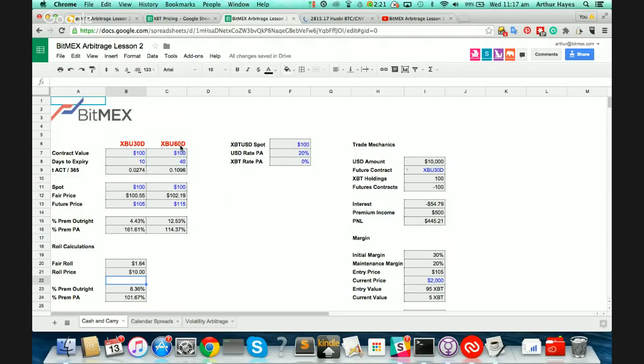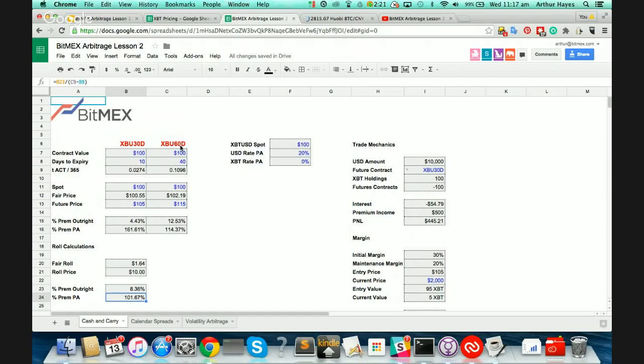So now we can compute the actual premium outright. So we have an 8.36% return from starting in 10 days, going out another 30, and then we have this per annum return. So it makes sense for us to buy back the XBU 30-day and then resell the XBD 60-day.